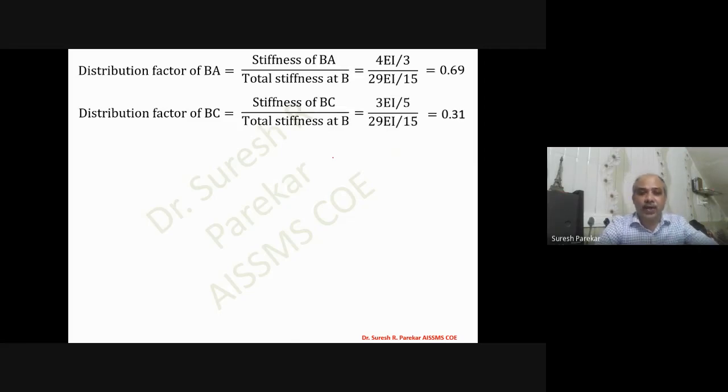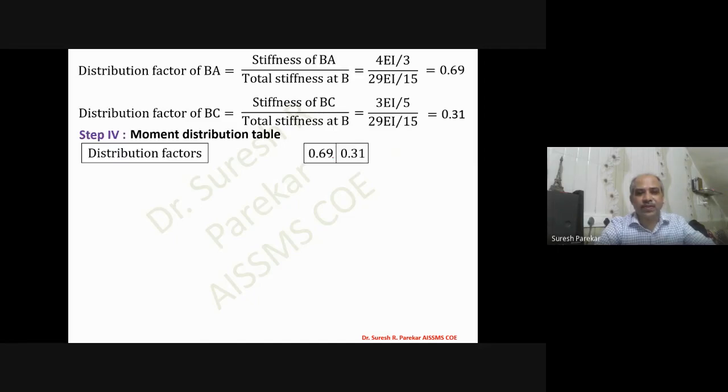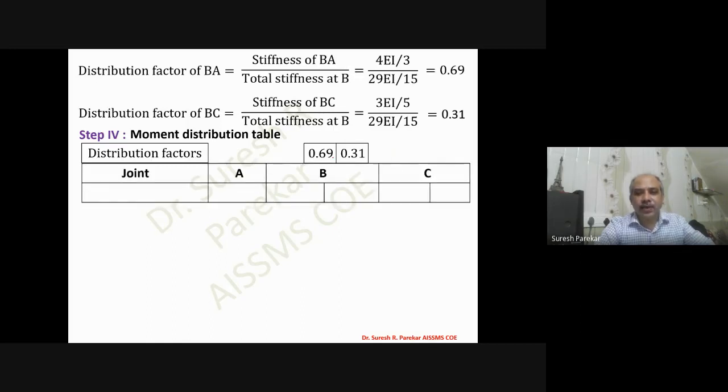Always keep in mind how many members there are. You add all the distribution factors of the members, and you should get a value of 1. Then we have the moment distribution table. So distribution factors 0.69, 0.31, and joints A, B, C, because we have C also over here, then member AB, member BA, member BC, member CB, and member CD.